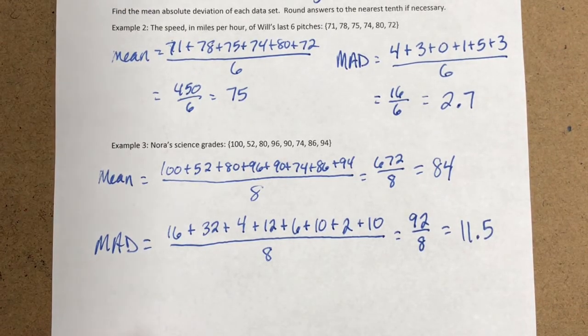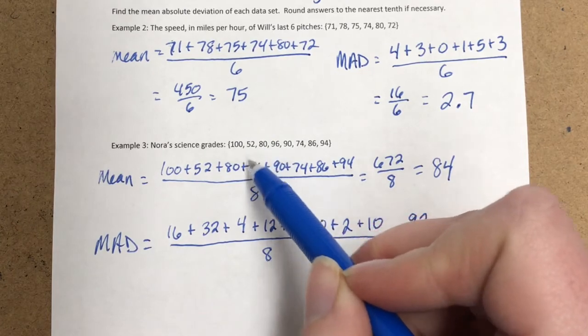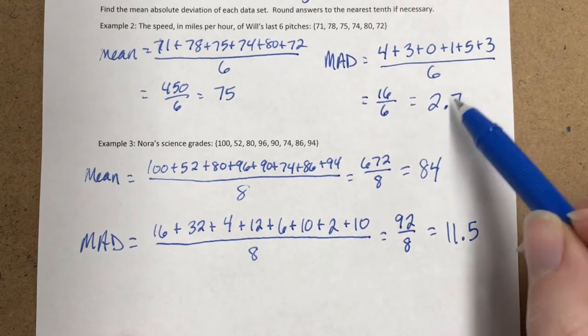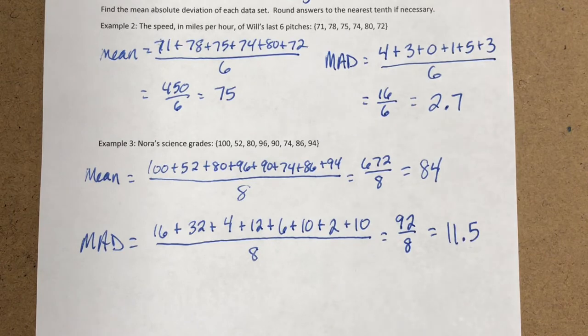So notice we had this outlier of 52 in here, so that's what made this so much higher. I mean, the closer it is to 0, we know the closer everything is bunched together.